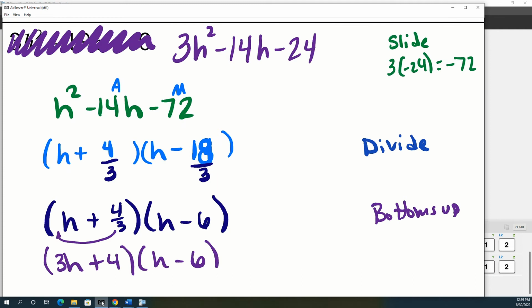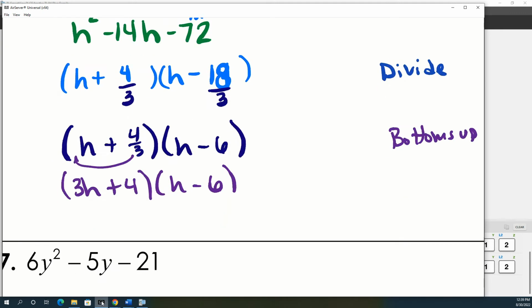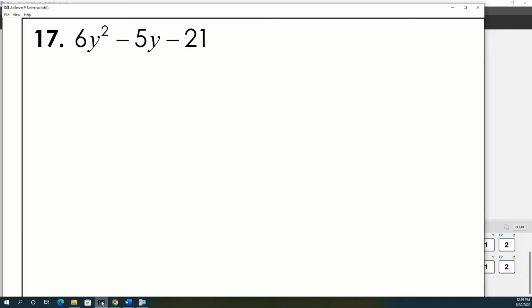All right, now I know we have a lot more examples here available to do. I'm not going to do them all, but I do want to do one of the ones that doesn't turn out so perfectly. So we're going to do number 17 together.